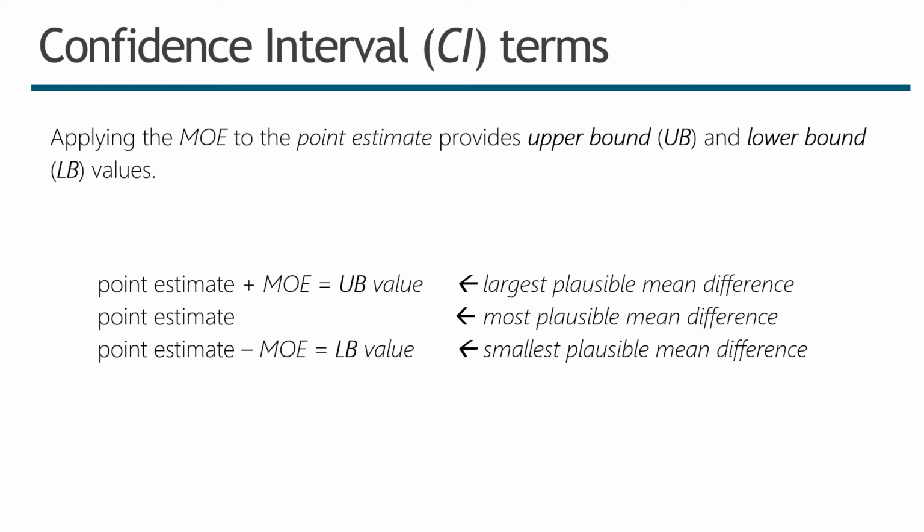The point estimate will always be exactly in the middle of the upper bound and lower bound values, and it is always considered the most plausible mean difference between the populations.